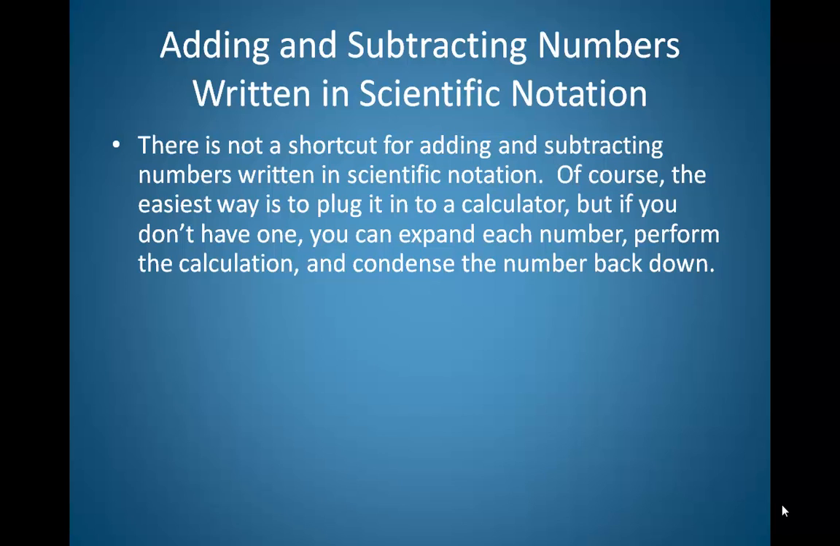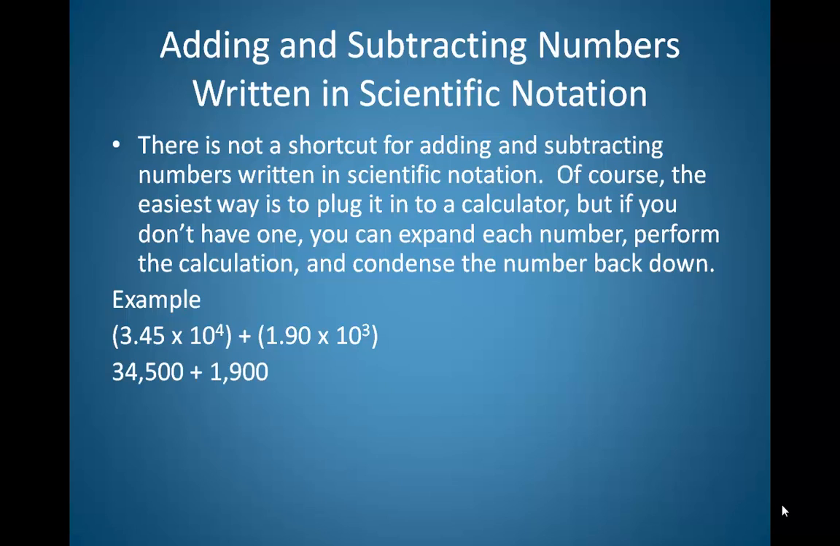So, for example, if we wanted to add 3.45 times 10 to the fourth plus 1.90 times 10 to the third, we can expand those numbers out, get 34,500 plus 1,900. Add those up, you get 35,400. We can then move our decimal to the left, so we get a large exponent, and we end up with 3.54 times 10 to the fourth. Same goes for subtraction.